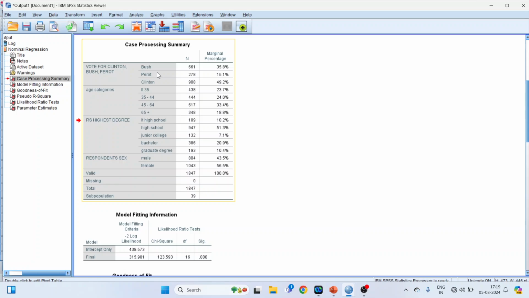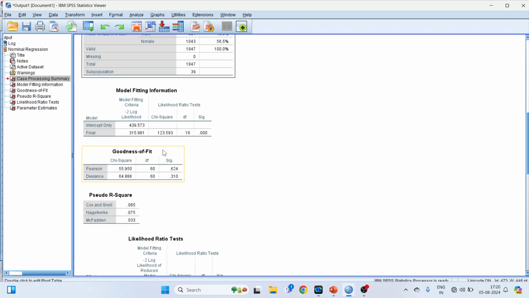So we have 661 observations which prefer Bush, 278 which prefer Parrot, and 908 which prefer Clinton. According to the demographics: less than 35, 438 respondents; 35 to 44, 444 respondents; 45 to 64, 617; and more than 65, 348. Less than high school 189, senior high school 947, junior college 132, bachelor's program 386, graduate degree 193. Male 804, female 1043.